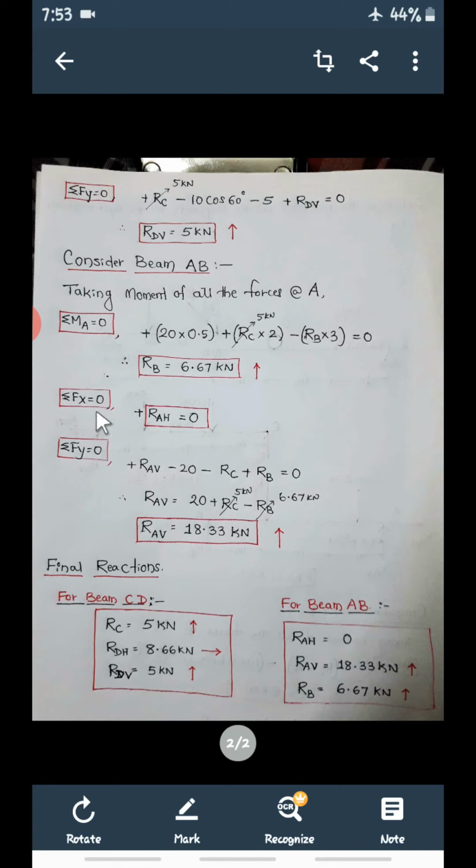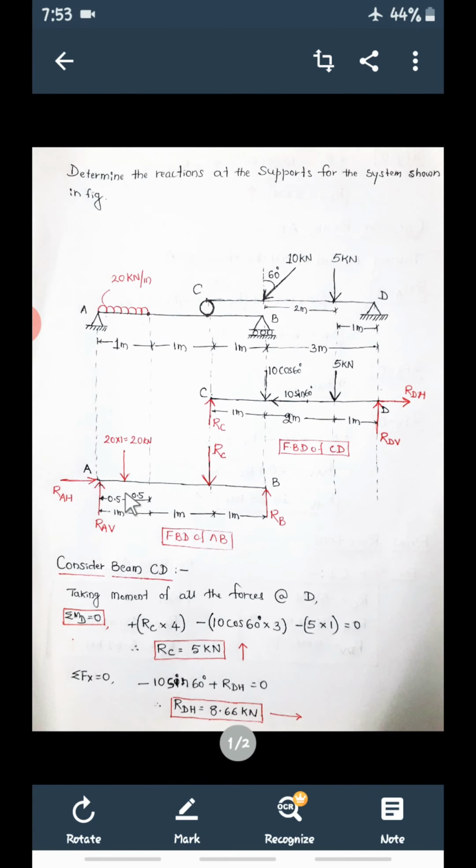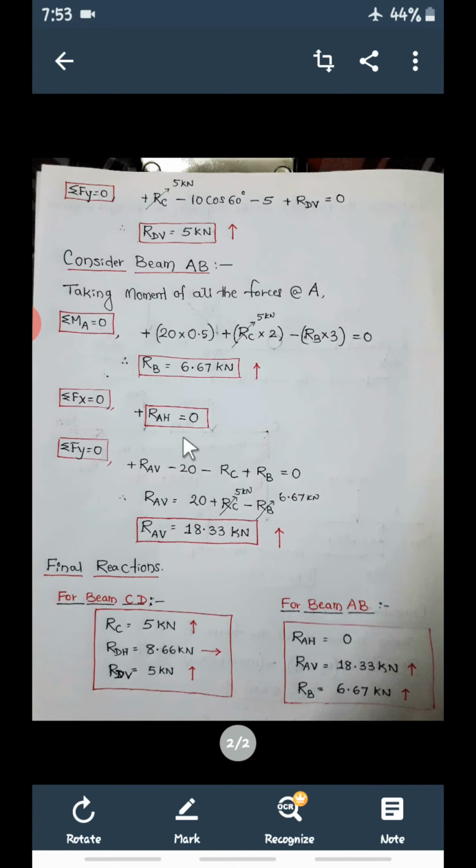Now next let us use another equation, that is summation Fx is equal to 0. Summation of all the horizontal forces in this beam. How many horizontal forces? Only one. There are no other horizontal forces. So plus RAH is summation Fx, which is equal to 0. Means reaction RAH is equal to 0. There is no RAH value.